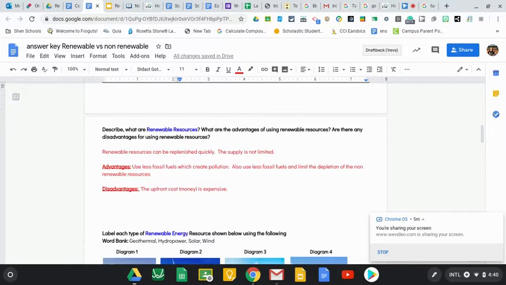Okay, so quickly, a renewable resource can be replenished quickly. The supply is not limited. Advantages: you use less fossil fuels, which create pollution in our atmosphere. You also limit the depletion of the non-renewable resources.